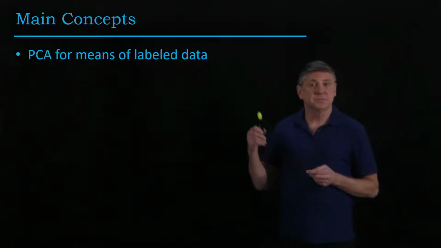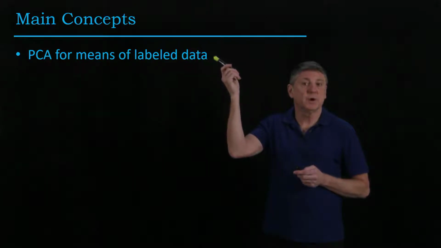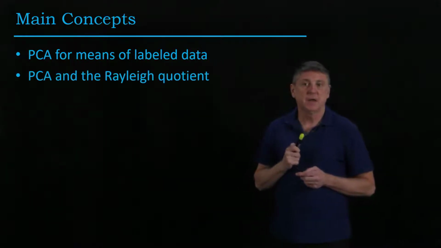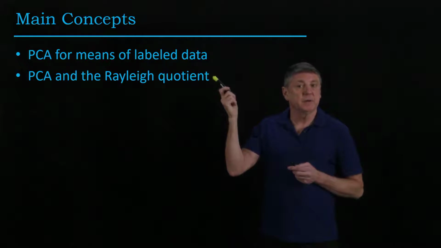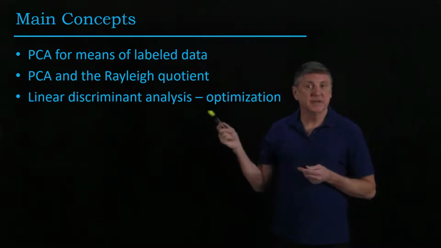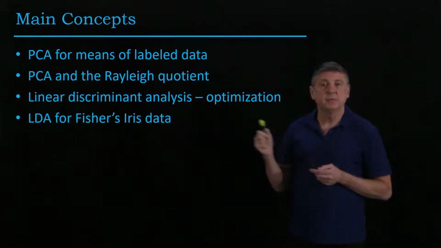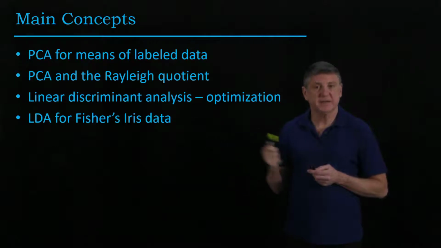The main concepts for this lecture are: what does PCA do when we explore it on the means of the labeled data? How does PCA and the Rayleigh quotient help us to solve this problem? What is linear discriminant analysis, and we'll view it as a form of optimization. And then we'll apply this to some of Fisher's iris data.